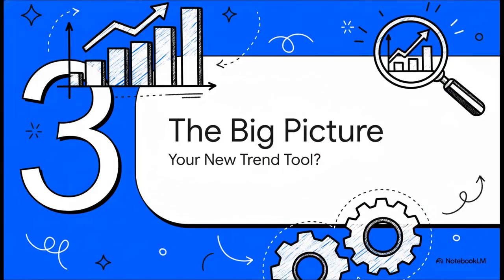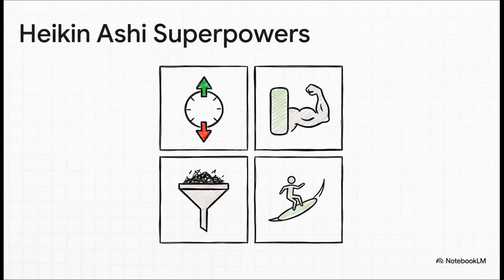All right, so let's pull all this together. What does this all mean for you? Could this be your new go-to trend tool? When you boil it all down, Heikin is really good at a few key things. It helps you identify the trend's direction, just with a quick glance at the color. It lets you gauge the trend's strength by looking for those shaved candles. It does all this by filtering out all that distracting market noise. And the ultimate goal? To help you catch a trend and ride it for longer.